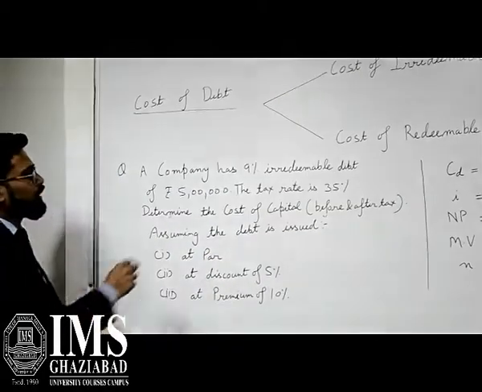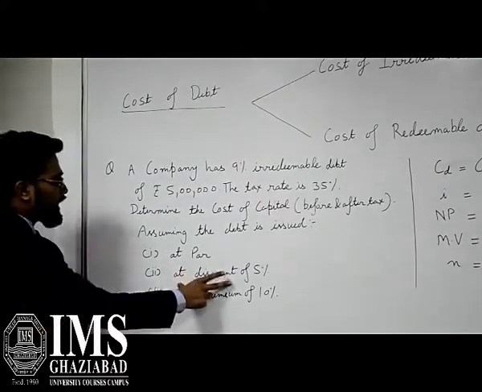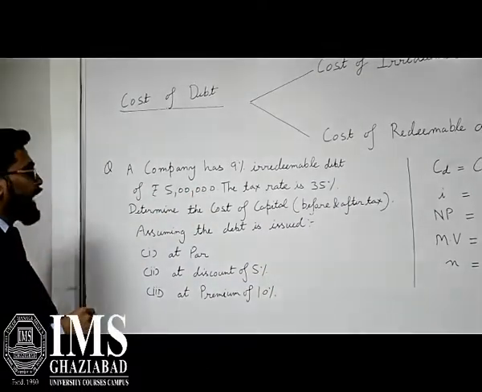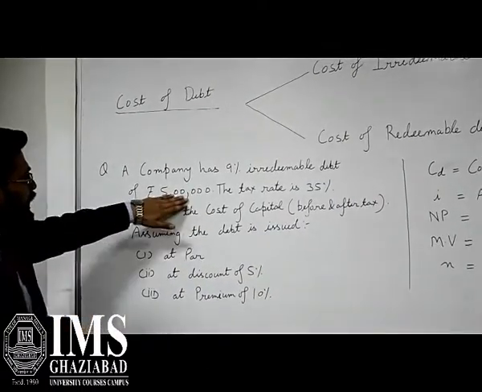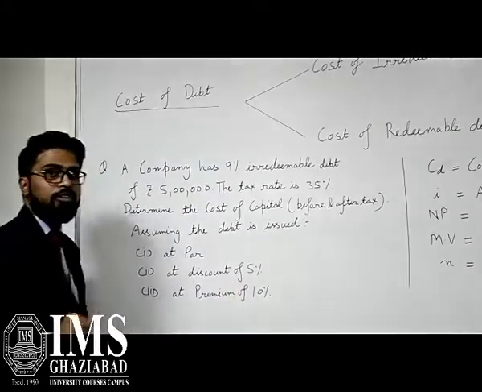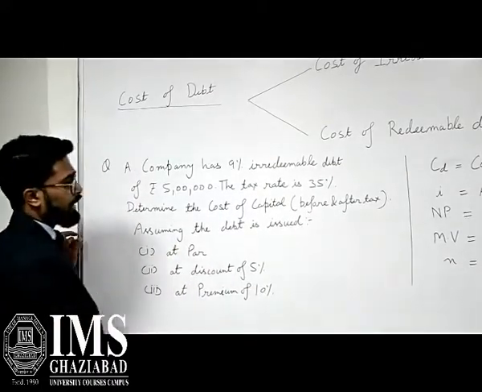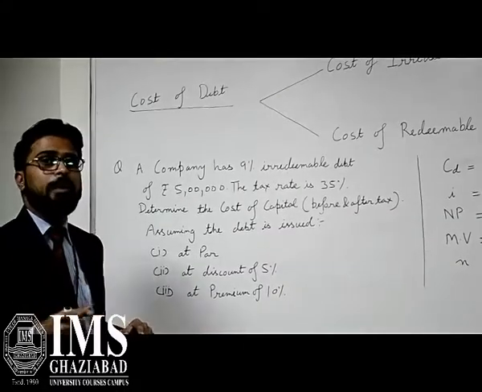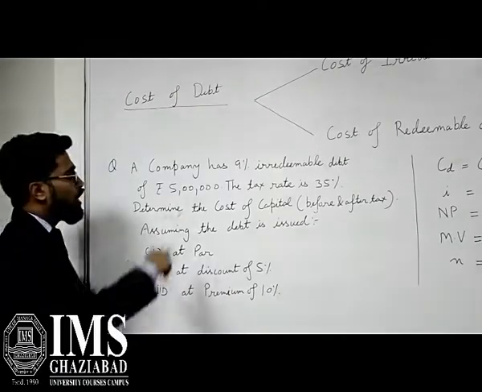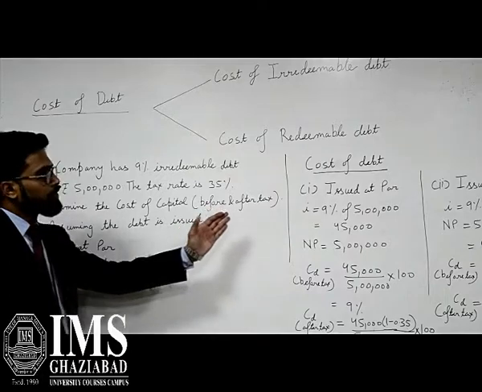First, we are issuing debt at par. If we are issuing debt of rupees 5 lakh, we receive rupees 5 lakh. At a discount of 5%, we are giving a discount on the 5 lakh at the rate of 5%. And if we are issuing debt at a premium of 10%, we are receiving an additional payment as premium at the rate of 10% of rupees 5 lakh. So here is the solution for that question.